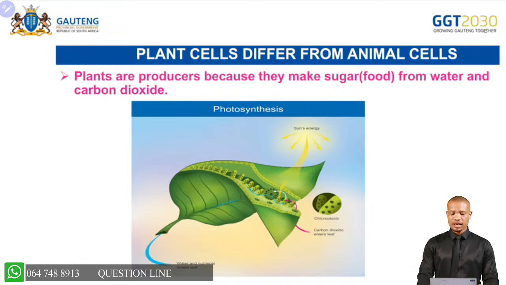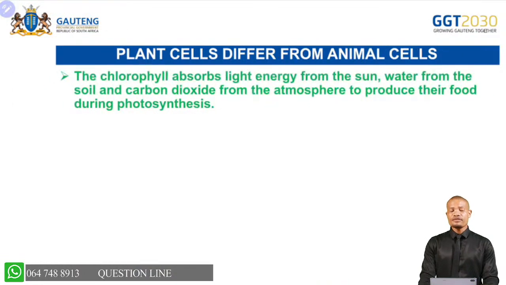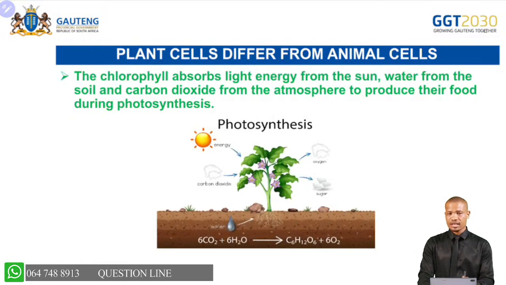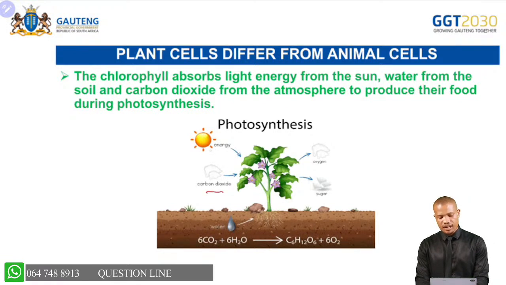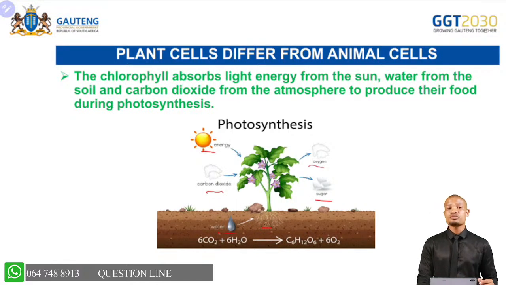This is the site for photosynthesis, which is the chlorophyll, the green pigment that gives the plant its green color. It takes in sunlight, water, and carbon dioxide to manufacture food for the plant. So the chlorophyll absorbs light energy from the sun, water from the soil, and carbon dioxide from the atmosphere to produce food during photosynthesis. This is the entire process of photosynthesis. We've already talked about this. You have carbon dioxide from the atmosphere, radiant energy from the sun, and water from the ground, which is absorbed through the roots, and the products are sugar and oxygen, which we need for breathing.